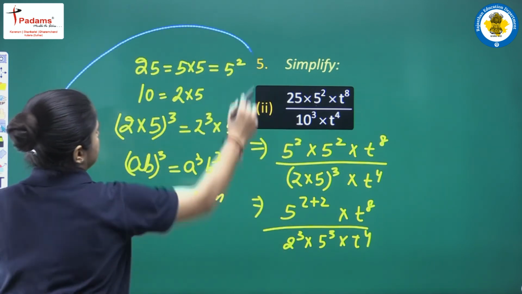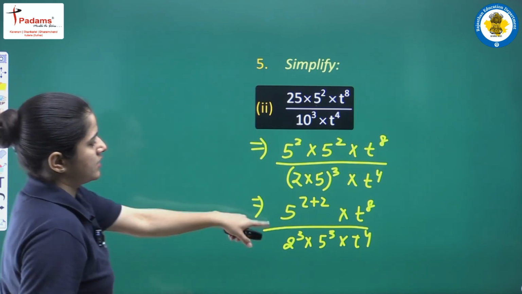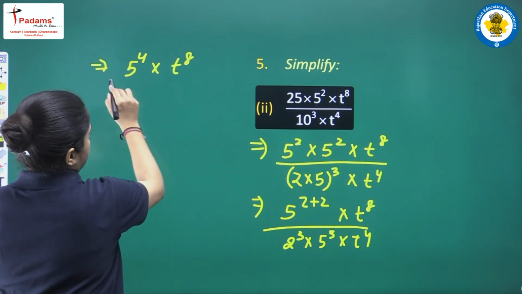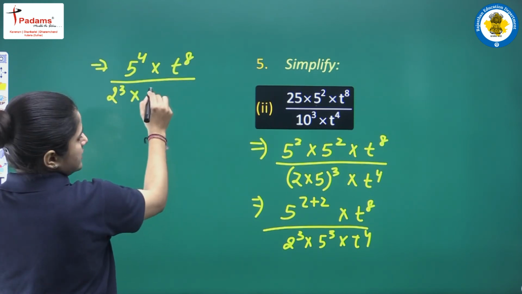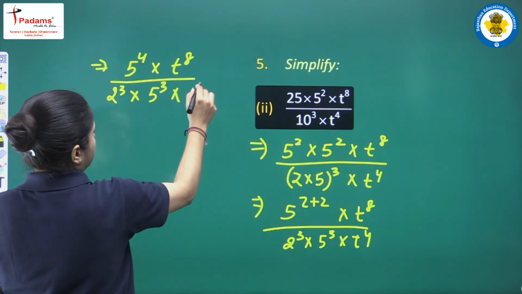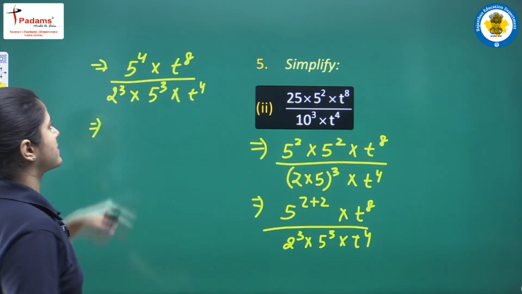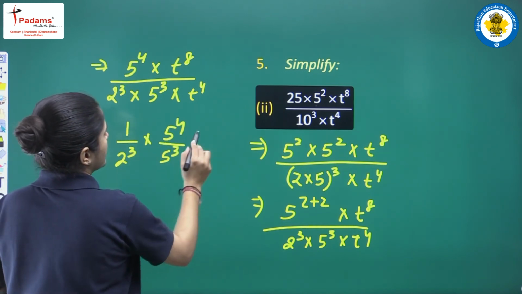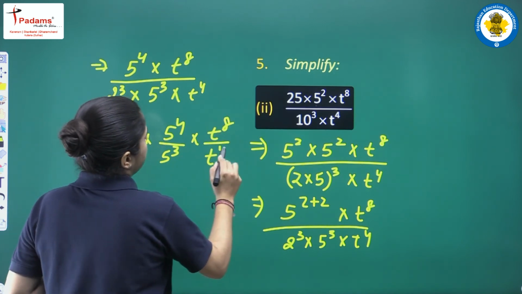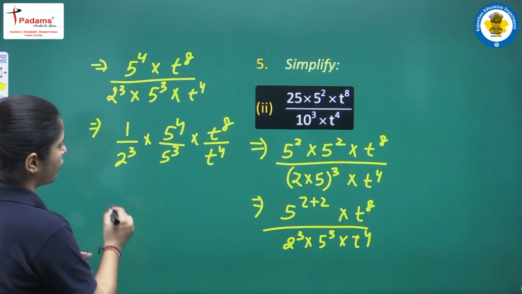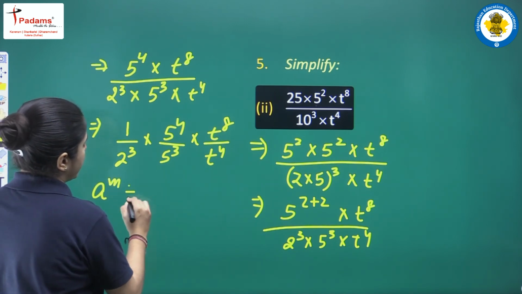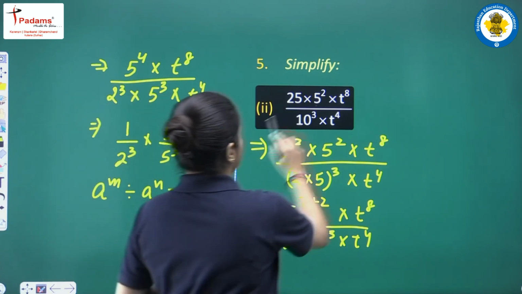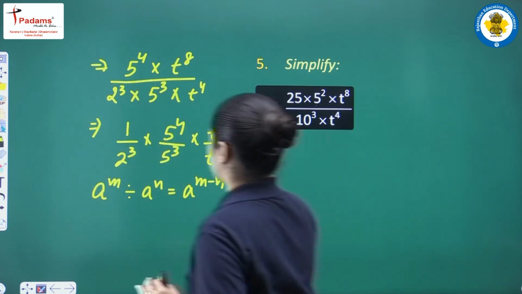ऑल राइट स्टूडेंट्स, अब ध्यान दीजिए. So this is 5 raised to power 4 into t power 8. This is 2 cube. This is 5 cube into t power 4. Now students, हम इसको ऐसे लिख सकते हैं. If we have the same base and the division is there students, तो फॉर्मूला क्या रहता है? a raised to power m divided by a raised to power n is equal to a raised to power m minus n. Right? अब ध्यान दीजिए, we can write it like that.